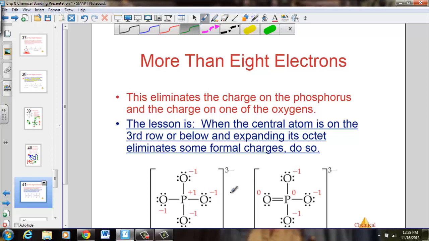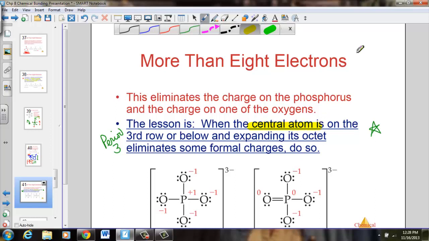We saw that with phosphate. The lesson we need to walk away with: when the central atom is on the third row or below, period 3 on the periodic table, expanding its octet eliminates formal charges. To do so, it has to have access to d orbitals.